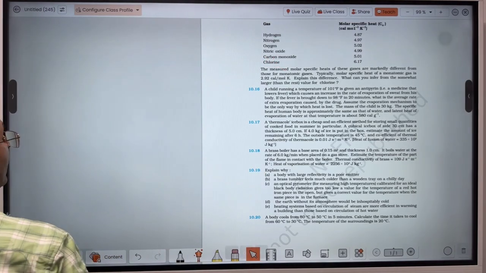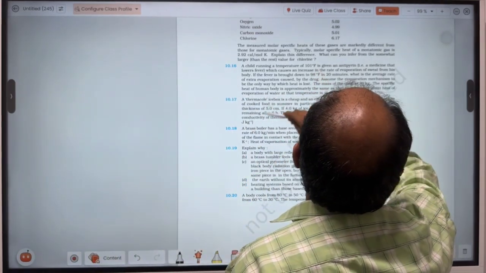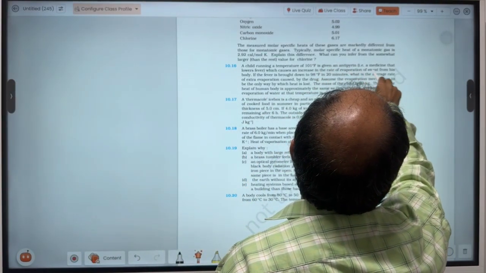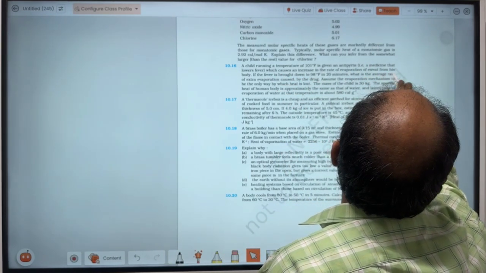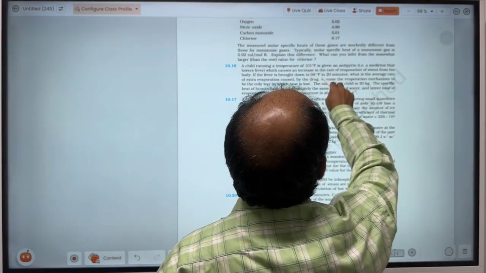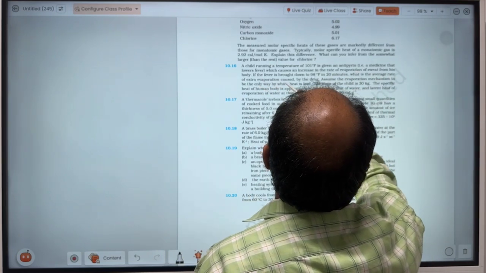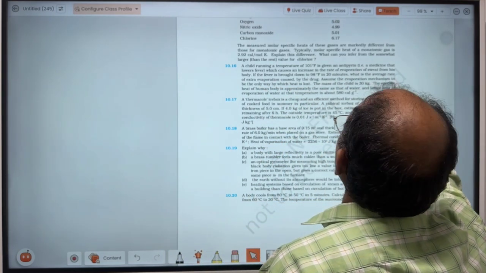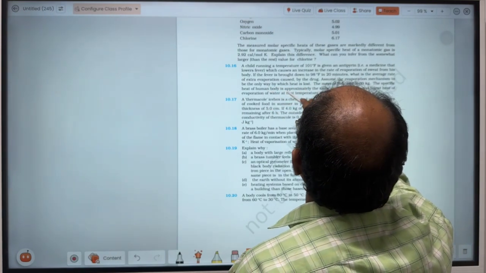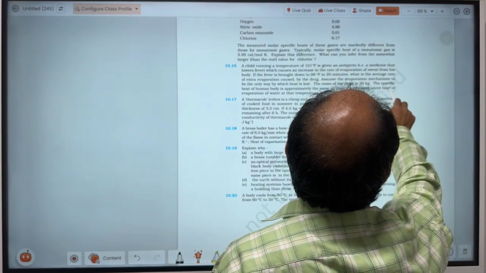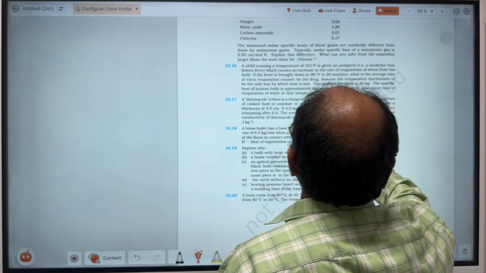Now, let's see the next question. A child running a temperature of 101 degree Fahrenheit is given an antipyrine, a medicine that lowers fever, which causes an increase in the rate of evaporation of sweat from his body. If the fever is brought down to 98 degrees Fahrenheit in 20 minutes, what is the average rate of extra evaporation caused by the drug? Assume the evaporation mechanism to be the only way by which heat is lost. The mass of the child is 30 kg. The specific heat of the human body is approximately the same as that of water. And latent heat of evaporation of water at that temperature is about 580 calorie per gram.